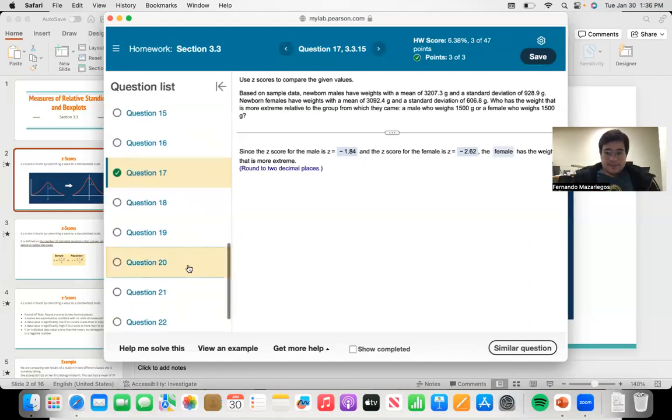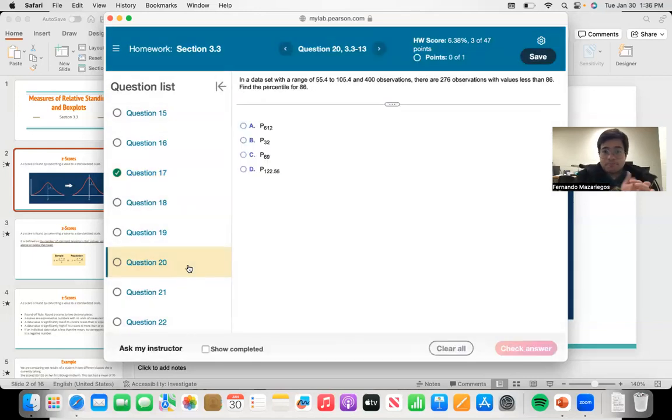And lastly, let's take a look at question number 20. Here we are trying to find percentiles. So in a data set with a range of 55.4 to 105.4 and 400 observations, there are 276 observations with values less than 86. Find the percentile for 86.